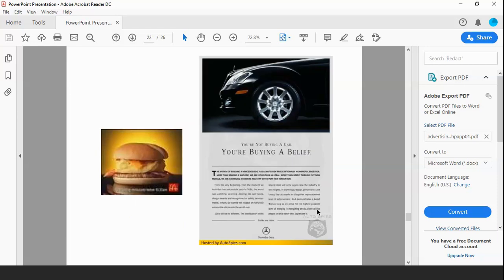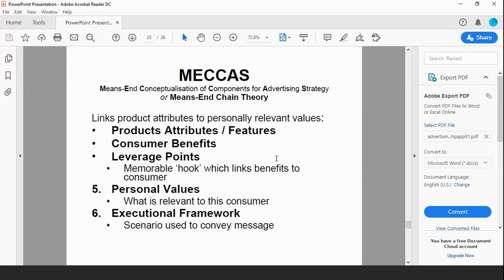You're not buying a car, you're buying a belief. So taking something that is just basic, like transportation, and changing it into an esteem need, or even a self-actualization need.